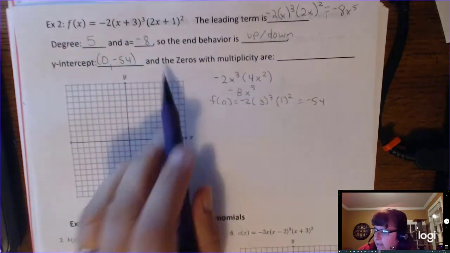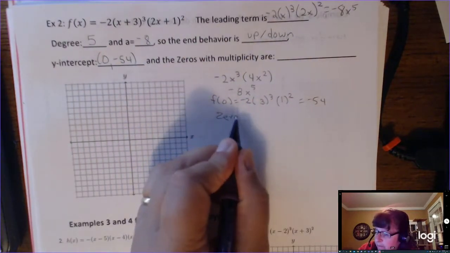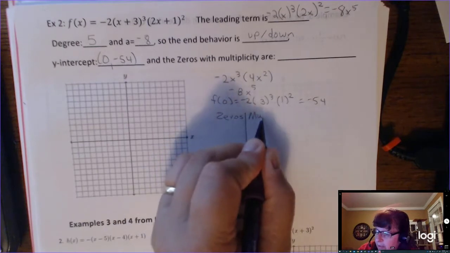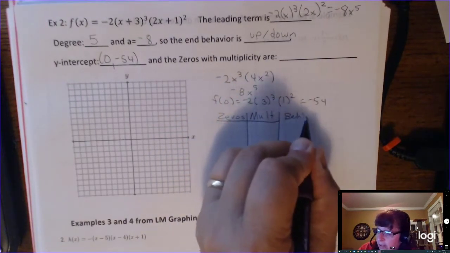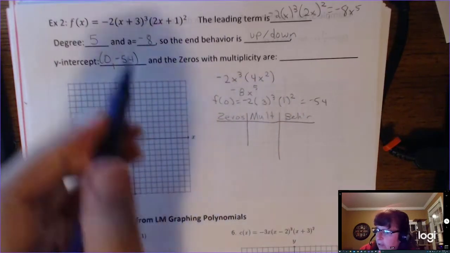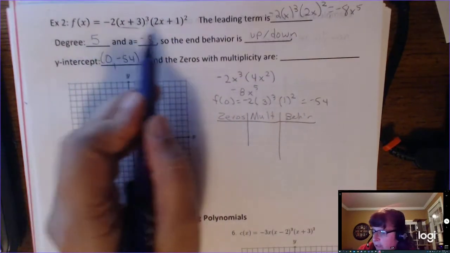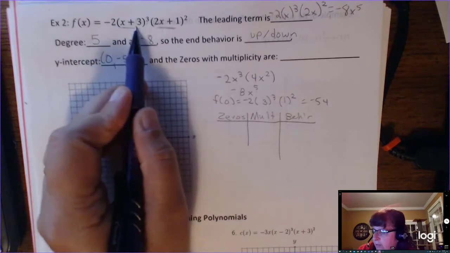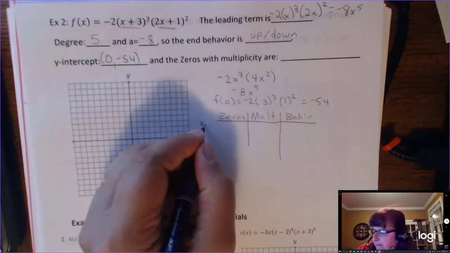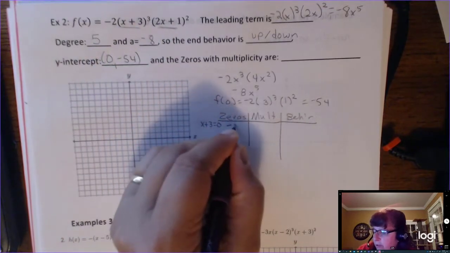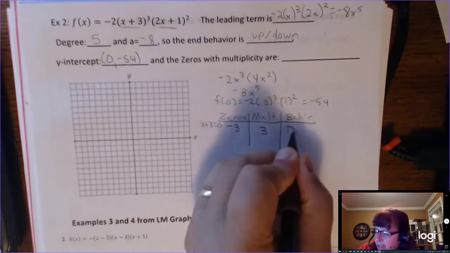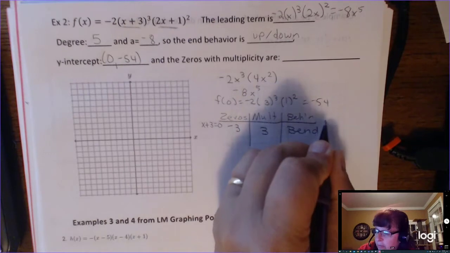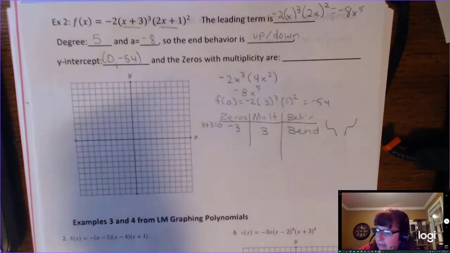And then the zeros, we'll do a little table, and the multiplicities, and the behavior. Okay, so the zeros come from the factors, the x minuses. x plus 3 equals 0 gives you a 0 of negative 3. Multiplicity is 3, so at that 0 you're going to have to bend. You're going to have to practice this.